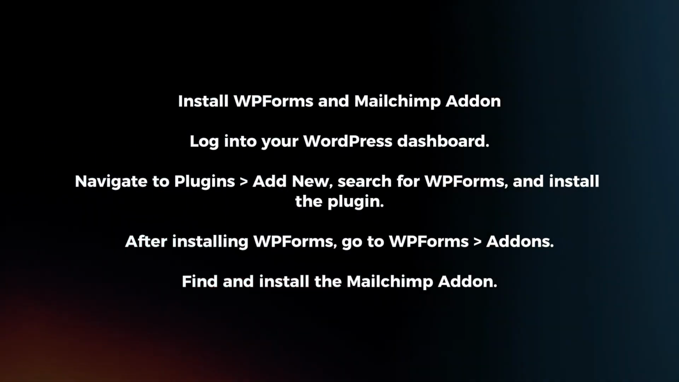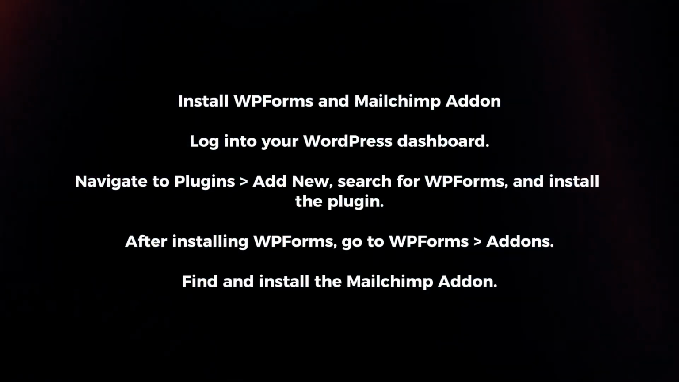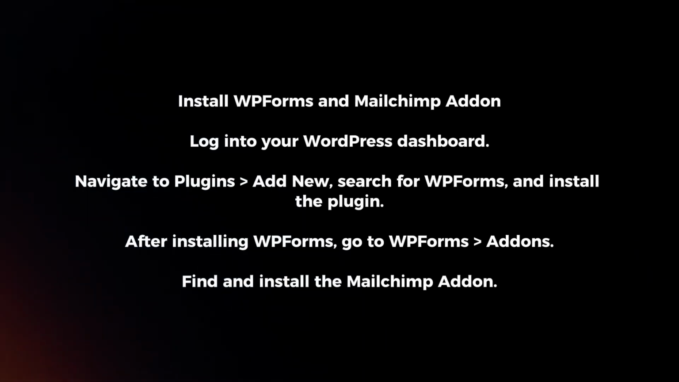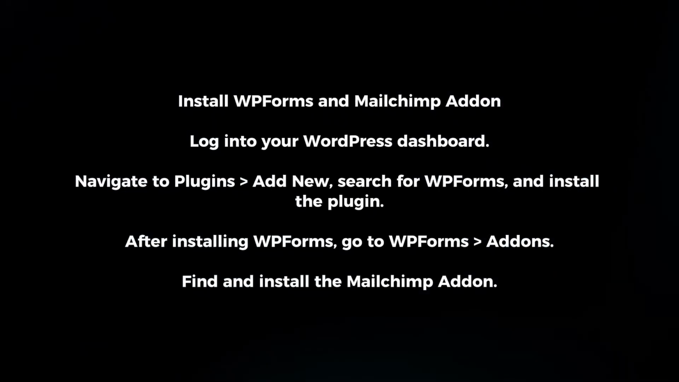Log into your WordPress dashboard. Navigate to Plugins, Add New, search for WPForms and install the plugin. After installing WPForms, go to WPForms Add-ons. Find and install the Mailchimp add-on.